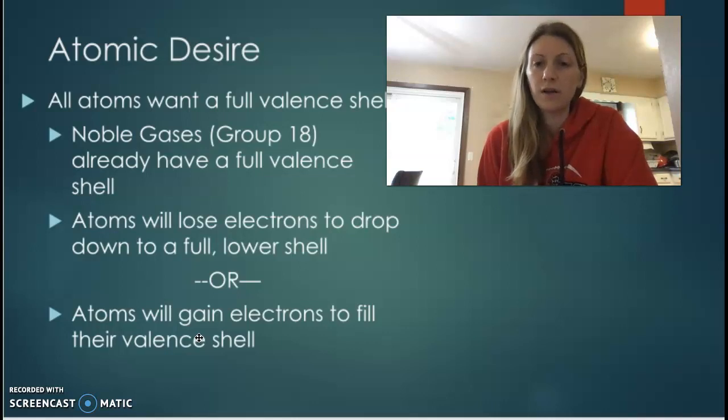So all your other elements want to have that full shell too and represent noble gas configuration, which we call the octet rule or noble gas configuration. In order to do that, atoms will either gain or lose electrons, so they either add electrons in or get rid of electrons until their valence shells are full.